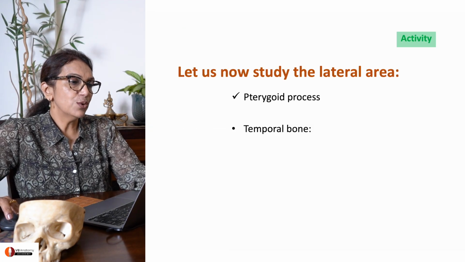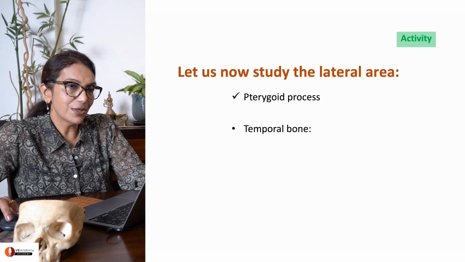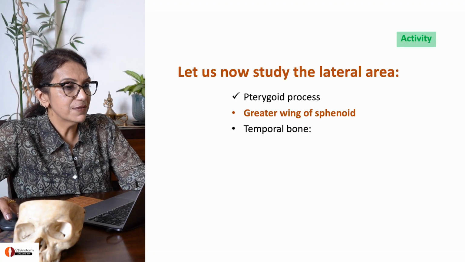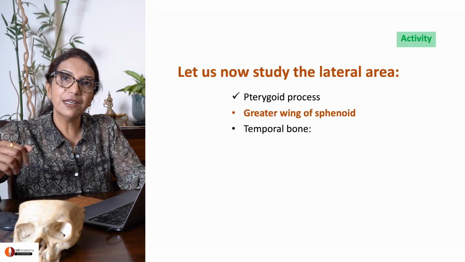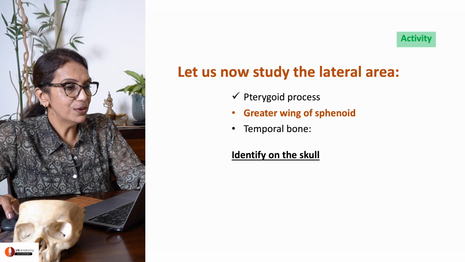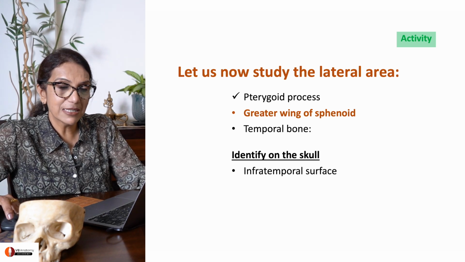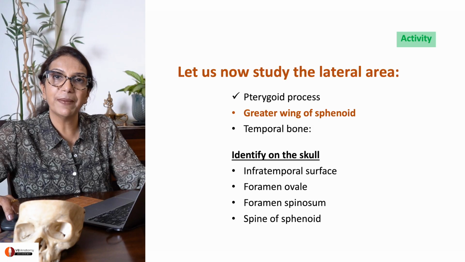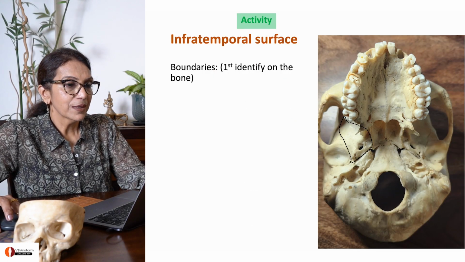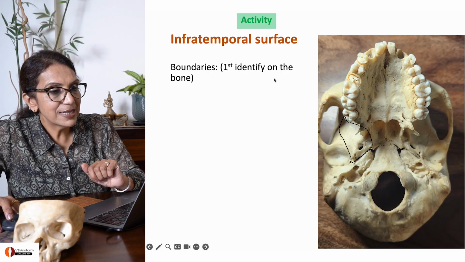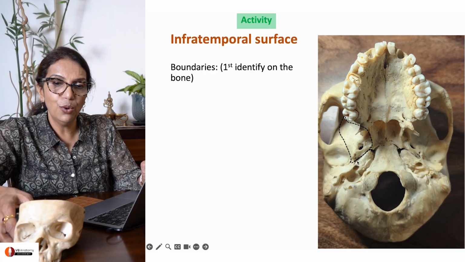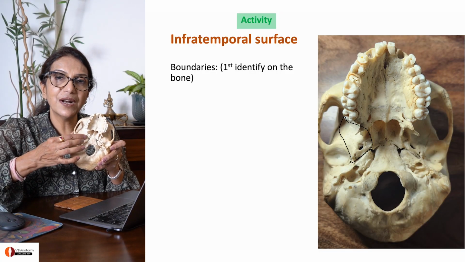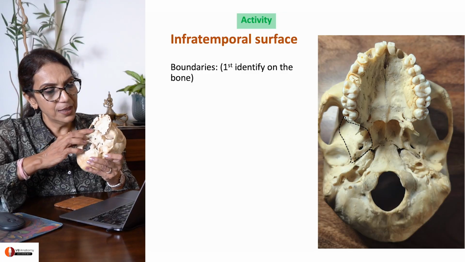Right. So, that was the pterygoid process. Let's now move on to the greater wing of sphenoid. What do you want to see in greater wing of sphenoid? You want to see the infratemporal surface, foramen ovale, foramen spinosum and spine of sphenoid. So what are all these? Now this area has been marked for you. Hold the skull, observe this surface, go to the infratemporal surface over here.